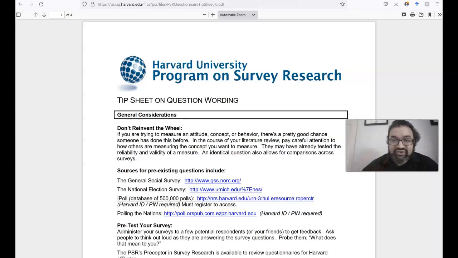Sometimes there's proxy measures that are well accepted within the literature. So if there's a proxy measure, pay attention to that. It's a variable that can be used instead of another variable. So this is the place to start thinking about your questionnaires. This is how to start.